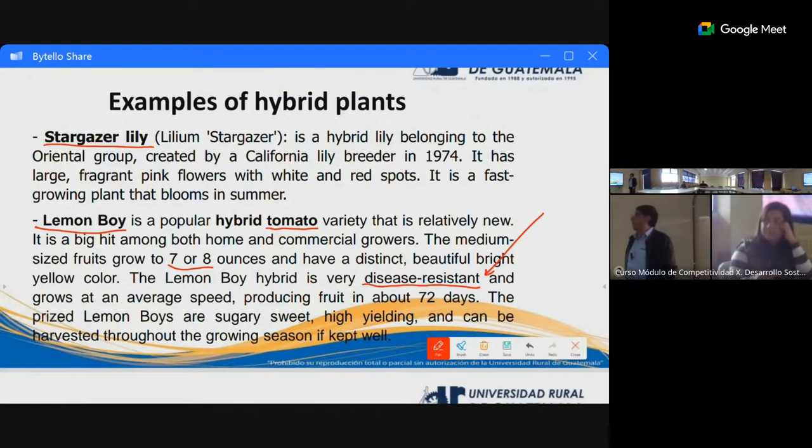It grows at an average speed, producing fruit in about 22 days. It is prized for being sugary sweet. So, many people like to eat this tomato because it's sweet, and it can be harvested throughout the growing season. Well, let's continue.